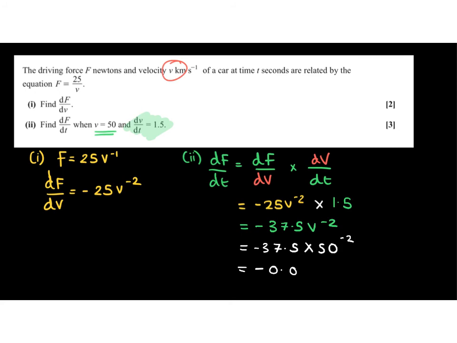Negative 0.015. Now, what are our units? Well, let's go back to the rate of change here, just to check. So it's dF, which is newtons, by dt, which is seconds. So it's newtons per second, or newton seconds minus 1.